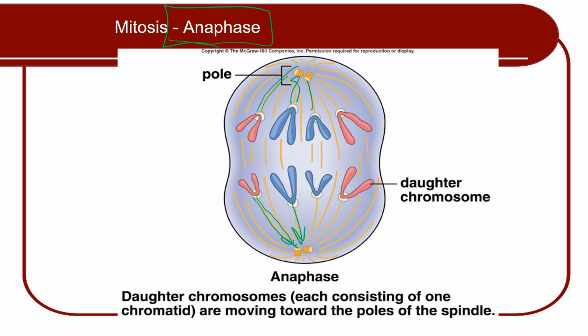So this is a way that each half of the cell is going to now have a complete identical set of chromosomes, because each of them are moving apart to opposite sides of the cell, and so they're identical ones. That's pretty much all that happens in anaphase, is that the sister chromatids get pulled apart. Once they're pulled apart, they're no longer sister chromatids, but full-fledged chromosomes.